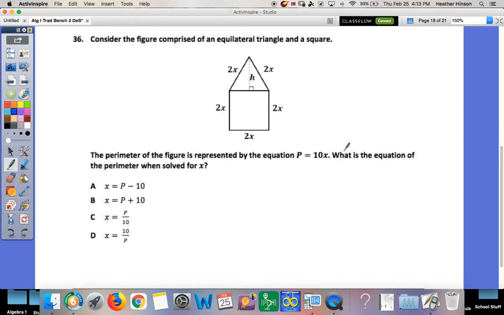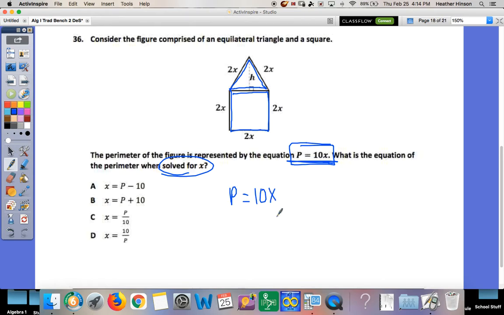36. Consider the figure comprised of an equilateral triangle, which is this top part, and a square. The perimeter of the figure is represented by P equals 10x. What's the equation of the perimeter when solved for x? So they already did the perimeter for you. All they want you to do is solve for x.